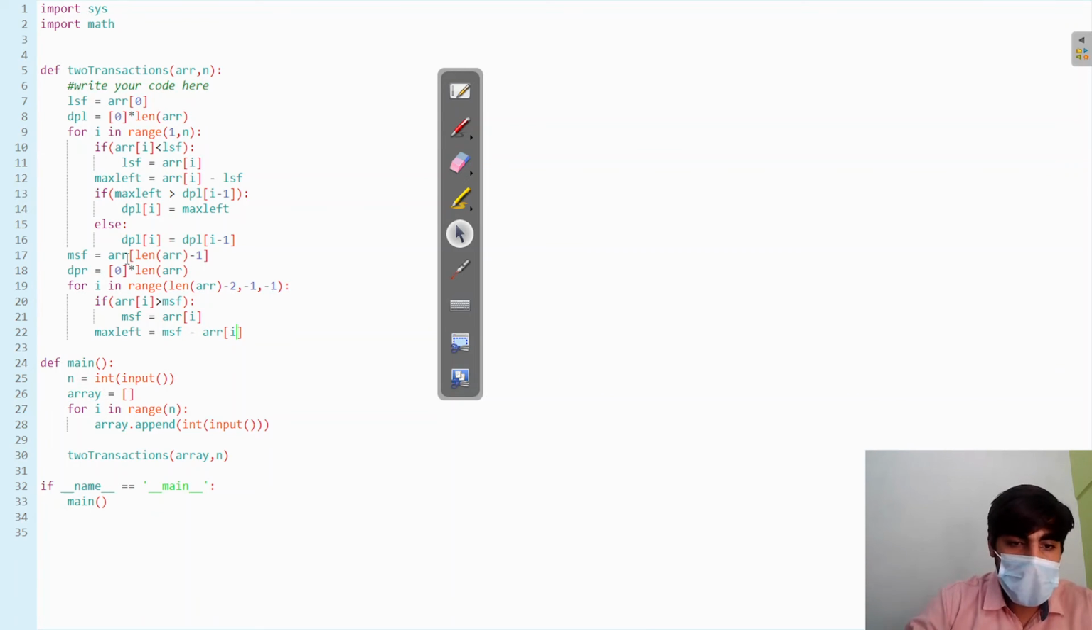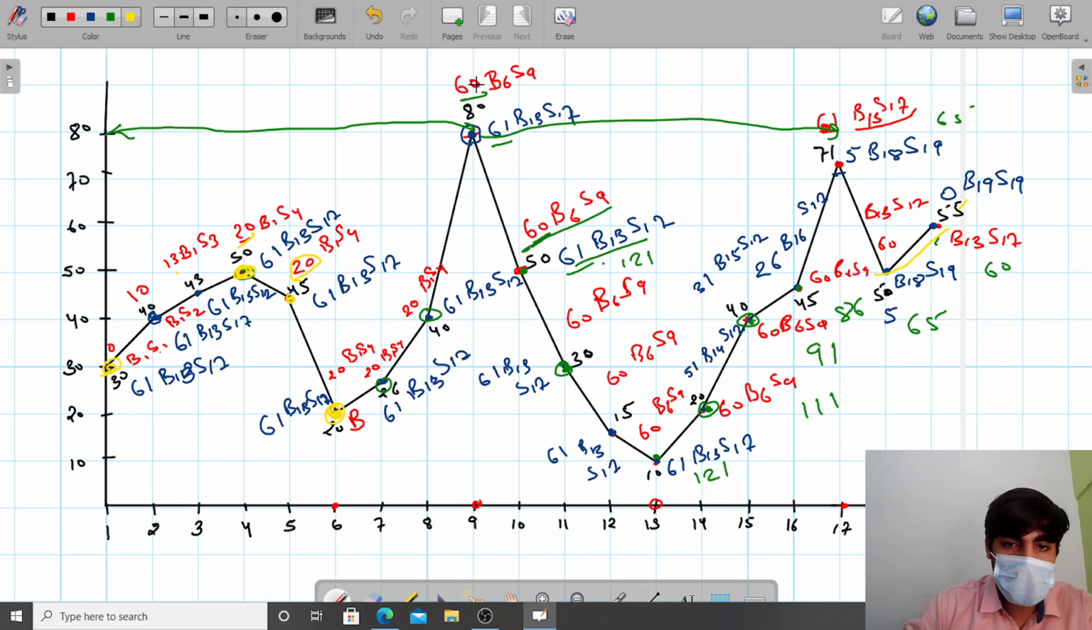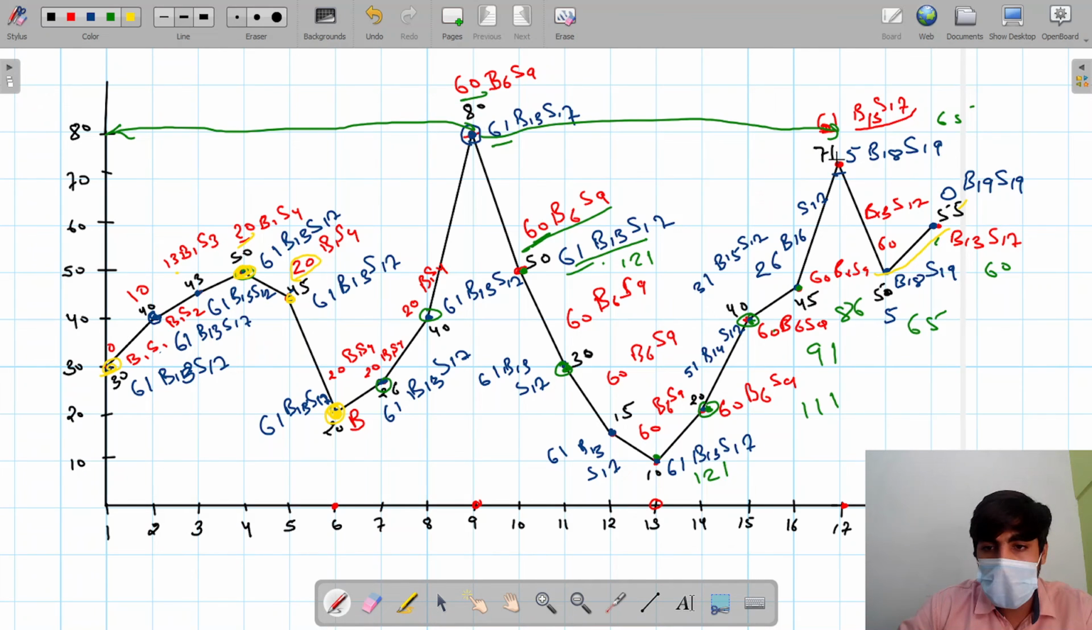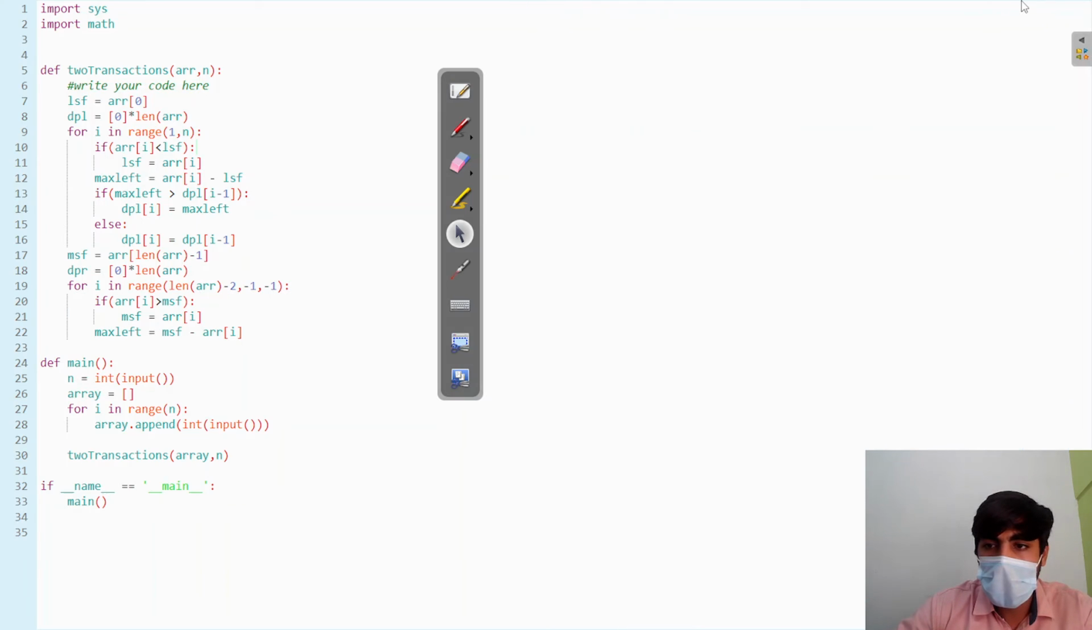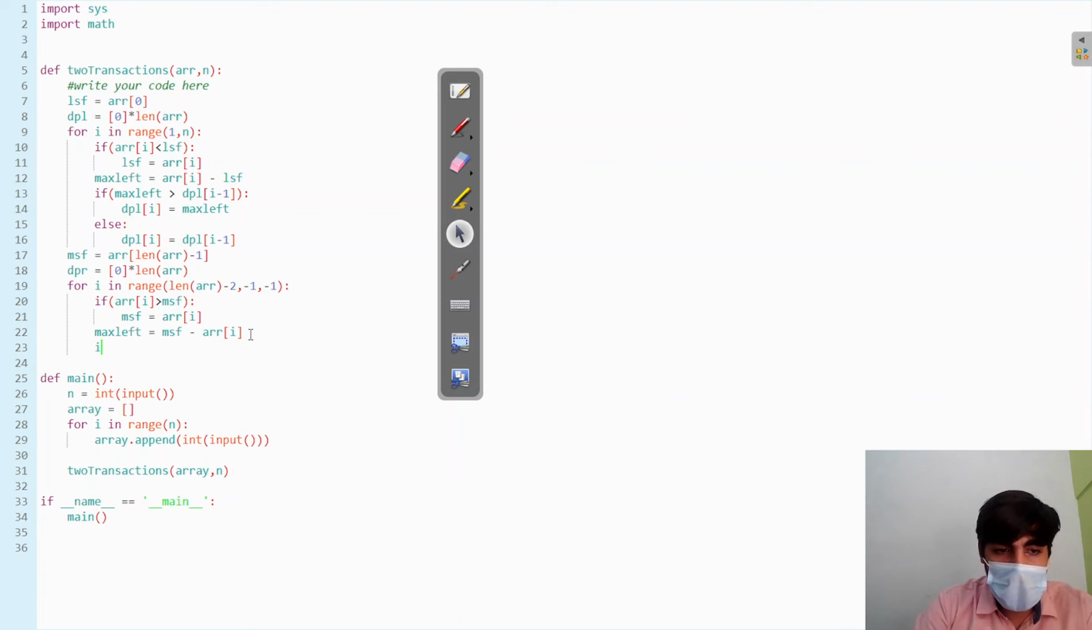You can see, I will show you this one. We are looking for maximum, then 71 is maximum. How do we get maximum? Buying today, selling in future. So the maximum is 71 and today's price is 20. So 71 minus 20 is 51. Okay. Now I am checking the condition here, max right, not left. Sorry for that.